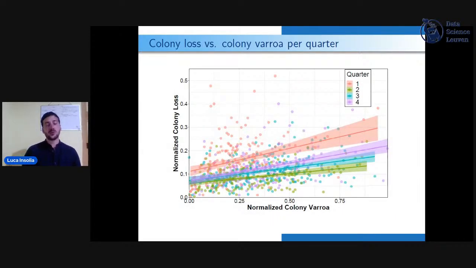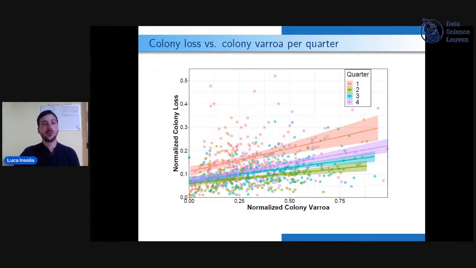According to various studies in the literature, we also know that the presence of Varroa, which is a parasite, is something big, that you can look at with your eyes, it stays on top of the honeybees, so it's very easy to detect. It's also an important stressor for honeybees, and its effect depends on the period of the year.